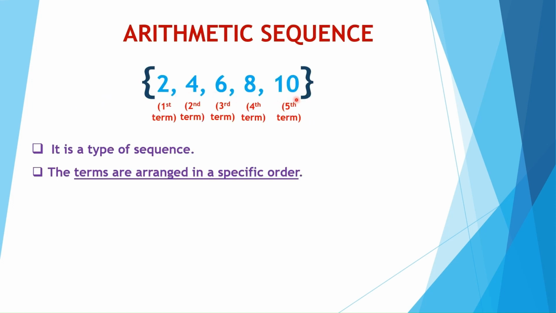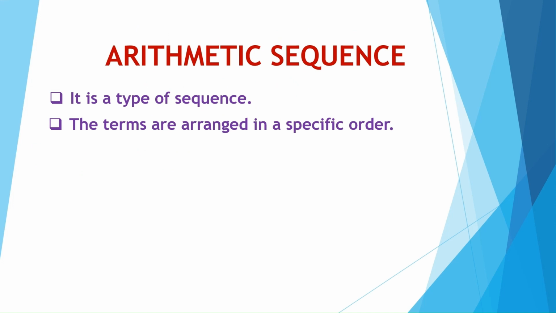In this sequence, the order is 2, 4, 6, 8, and 10, such that 2 is the first term, 4 is the second term, 6 is the third term, 8 is the fourth term, and 10 is the fifth term. Another characteristic of an arithmetic sequence is that it has a definite pattern.